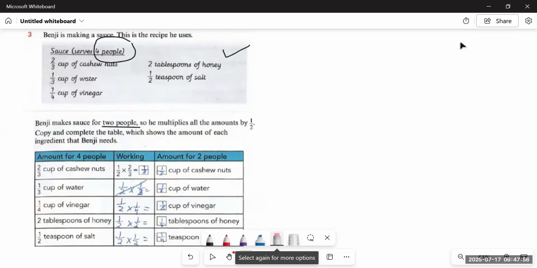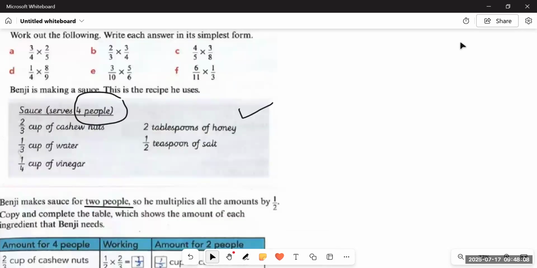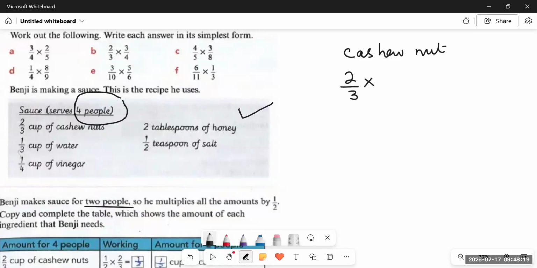So what is Benji doing? Benji is multiplying all the amounts by 1 upon 2. What do we have to do? We have to copy and complete the table which shows the amount of each ingredient that Benji needs. So we simply have to take all the amounts over here, starting from cashew nuts, and we will multiply all the quantities by 1 upon 2. 2 upon 3, multiply by 1 upon 2, 2 and 2 cut, so the answer would be 1 upon 3.